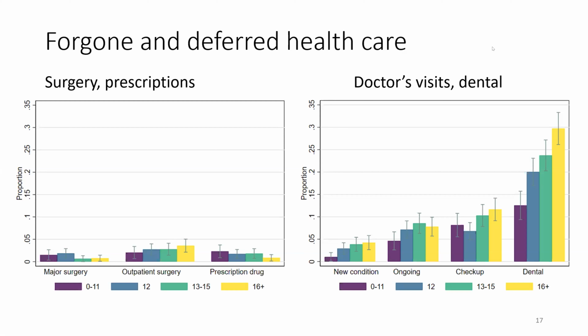These are the categories by groups of education: major surgery, outpatient surgery, prescription drug, very low rates of foregone or delayed care. Now, doctors visit for new condition, and doctors visit for ongoing condition or for screening or medical checkup have a higher rate. And there is kind of an increasing education gradient, but it's by far the strongest for dental checkups. I mean, I think the reasons are kind of obvious.